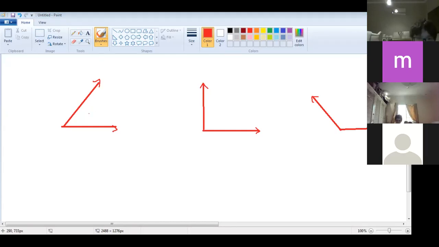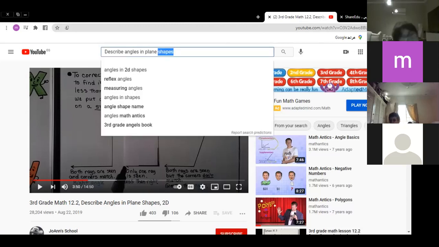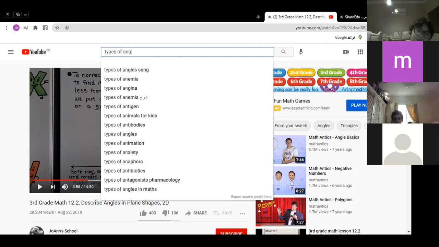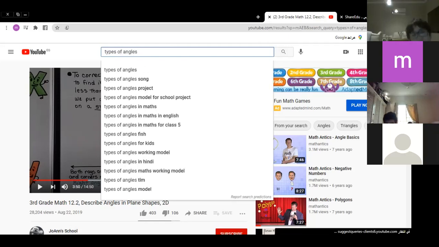So to know the types of angles again, listen, we have here a union of two rays. The first two rays, here the second two rays, then the third. This is a right angle.